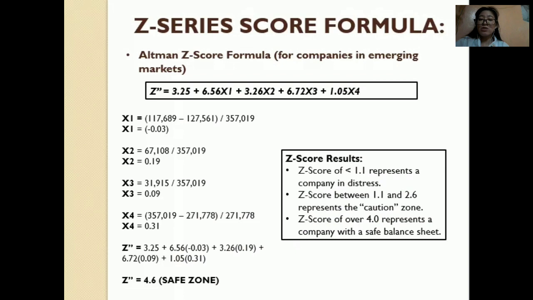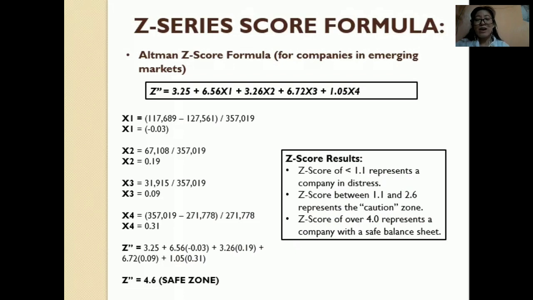To get the value of X2, you need to divide the retained earnings, which is 67.1 thousand, divided by the total asset, which is 357,000. So the value of X2 is 0.19. So to get the value of X3, you need to divide the EBIT, which is 31.9 thousand, divided by the total asset, which is 357,000. So the value of X3 is 0.09.